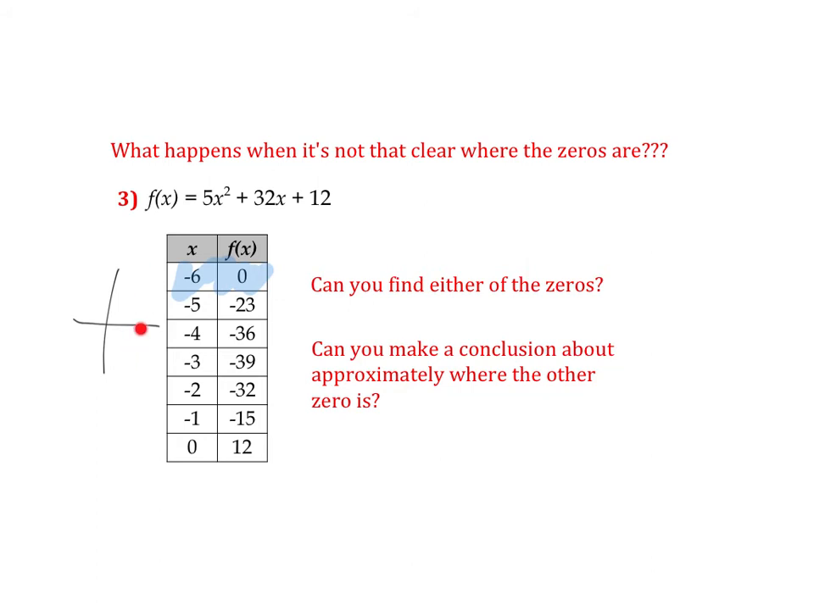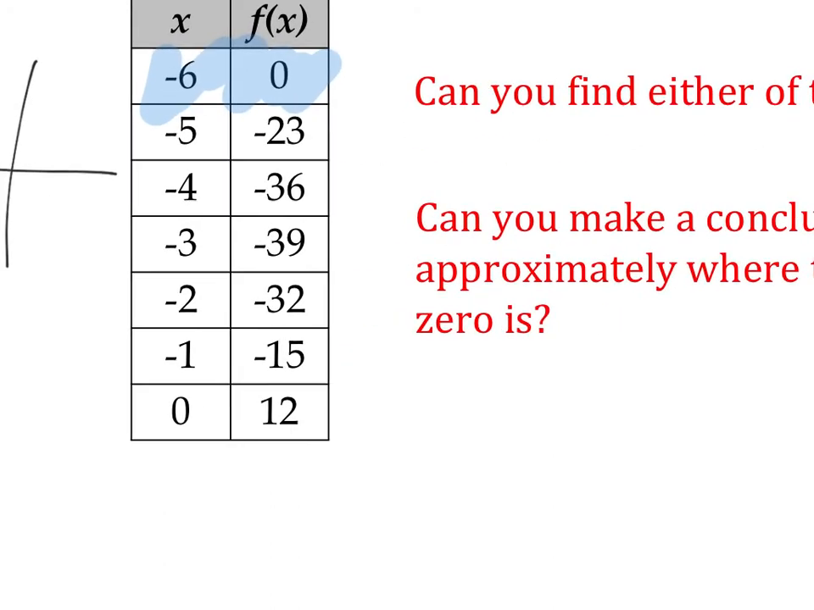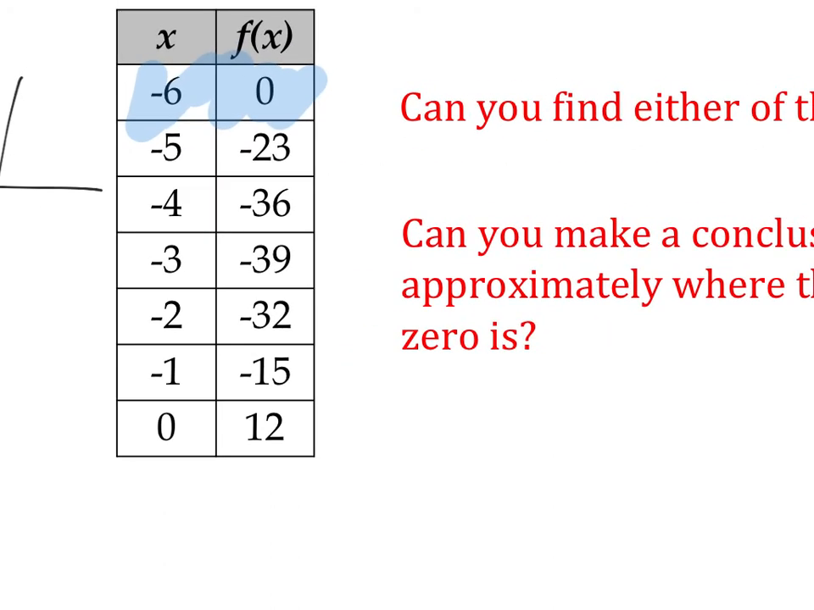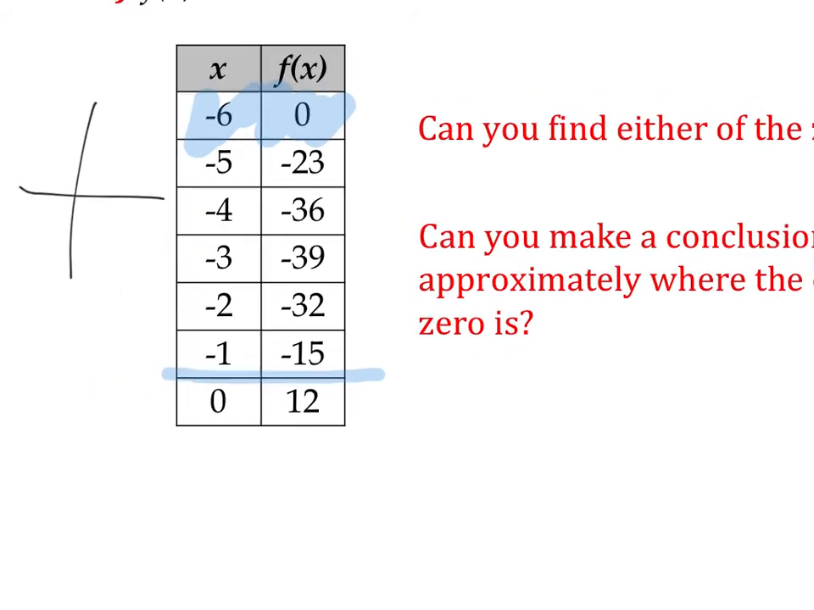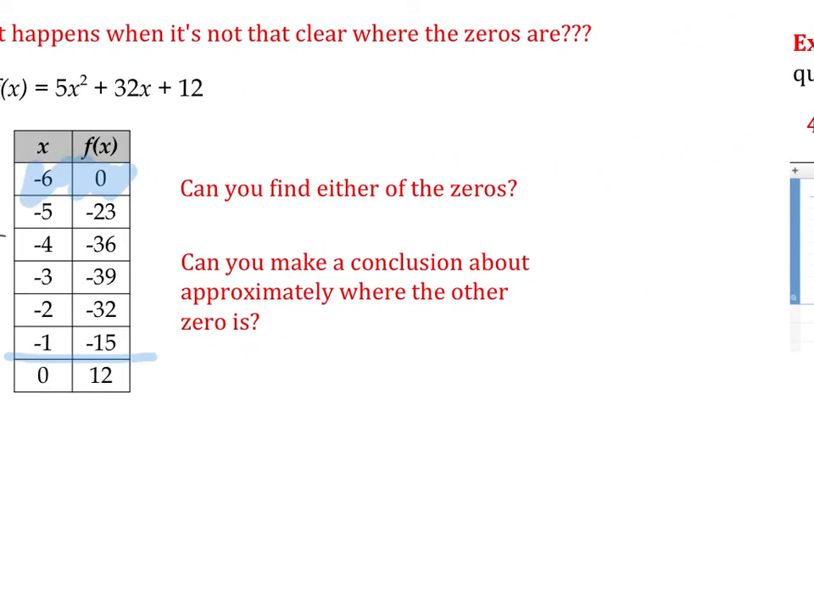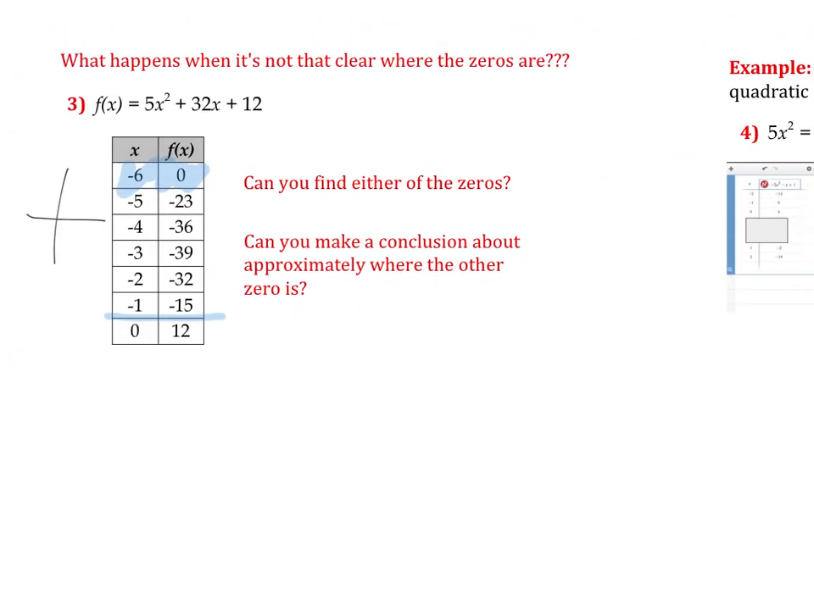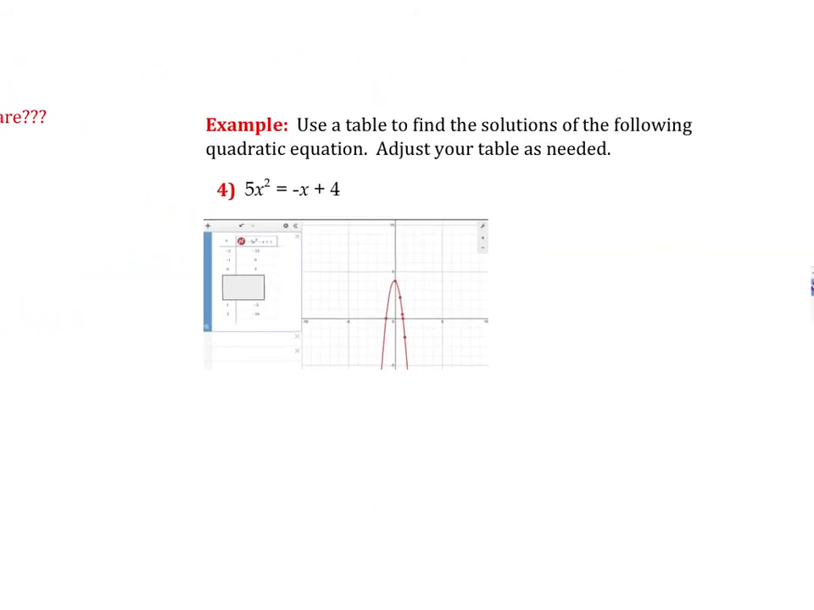So the 0 value is kind of like the gatekeeper between negative land and positive land, which means somewhere in here, and I don't know exactly where, but somewhere in between negative 1 and 0 for x, we would have our other x-intercept. We would have our other solution, our other 0. So here's how we can do that using technology.